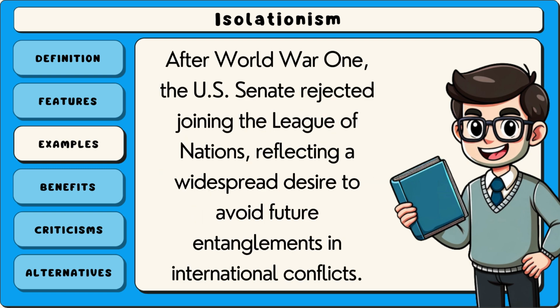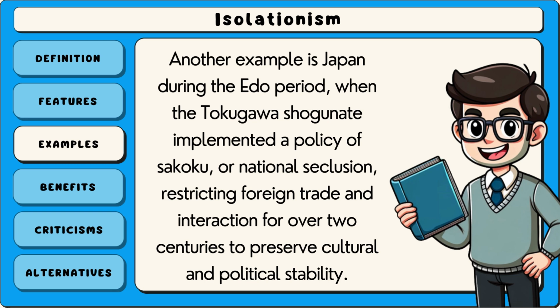After World War I, the US Senate rejected joining the League of Nations, reflecting a widespread desire to avoid future entanglements in international conflicts. Another example is Japan during the Edo period, when the Tokugawa shogunate implemented a policy of sakoku, or national seclusion, restricting foreign trade and interaction for over 2 centuries to preserve cultural and political stability.